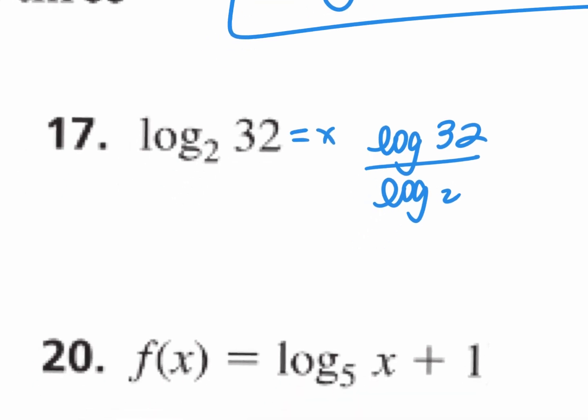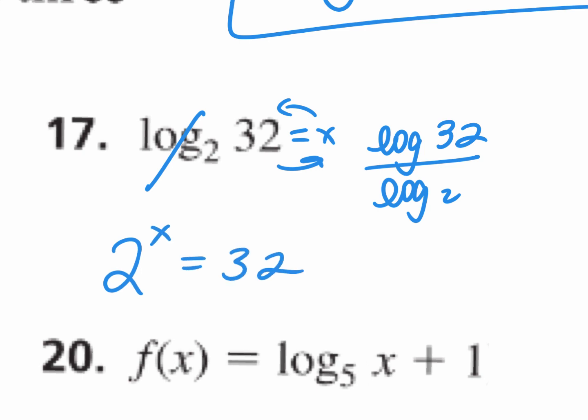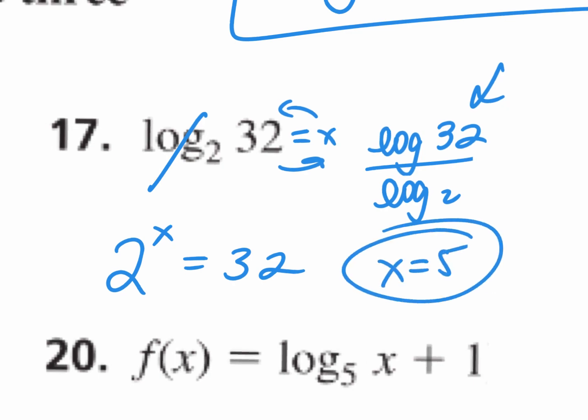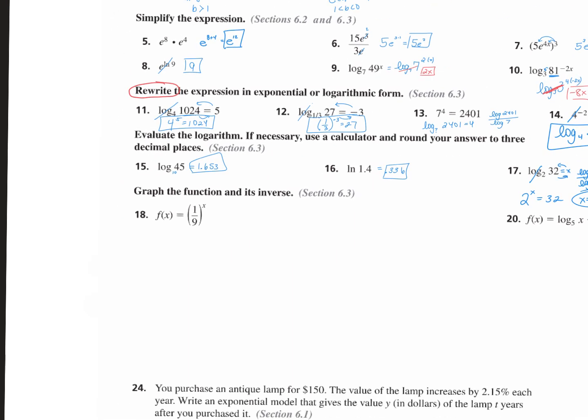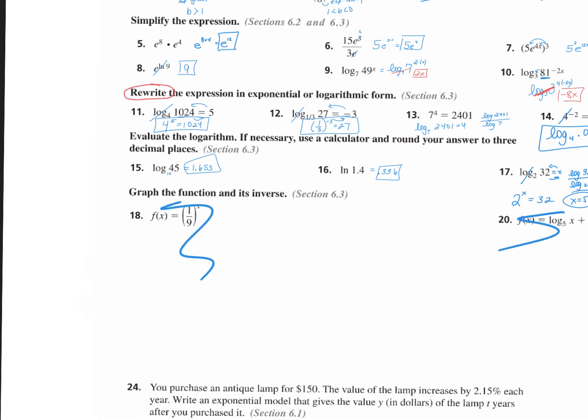So think about this. I'm in log. How would I go to exponential? Big 2. And what happens with my x and my 32? So 2 to what power gives me 32? That might be a little easier for you guys to see. If you forget this change of base formula, try to change it into exponential and then look at it. 2 to what power, guys, gives you 32? There you go. Perfect. All right, we're not graphing, so you don't have to worry about that.